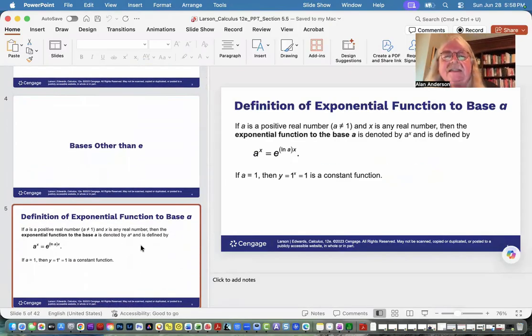a to the x equals e to the log a x. So when we use the rules that we just did with a to the x instead of e to the x, there's going to be a lot of chain rule results that may not be expected. So it's going to be a little bit messier than what we've done up to this point.